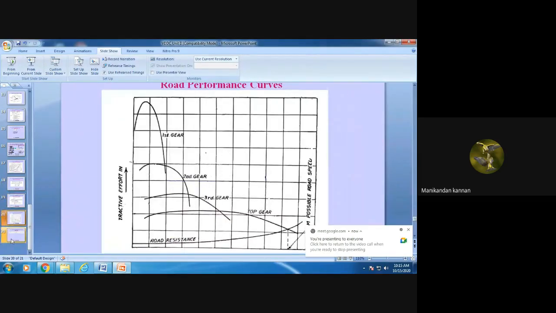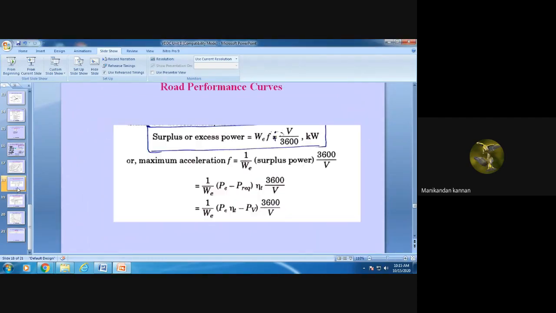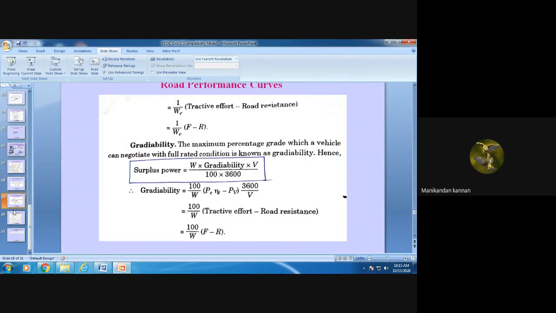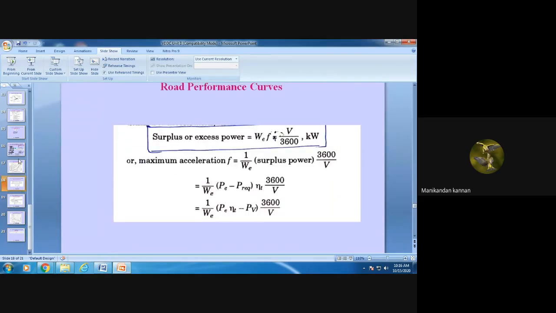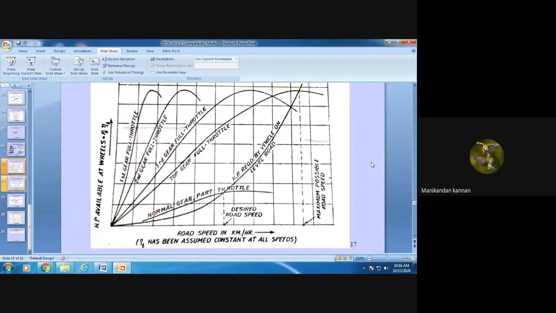This one we will see in the next class. I will explain only one topic, that is, let me show this slide. I will explain this graph in the next class.